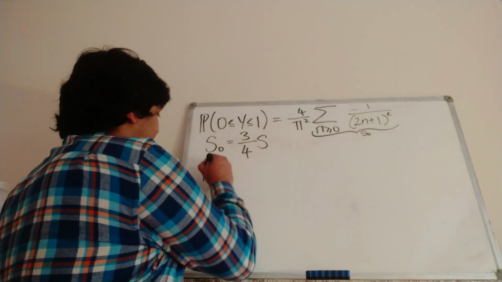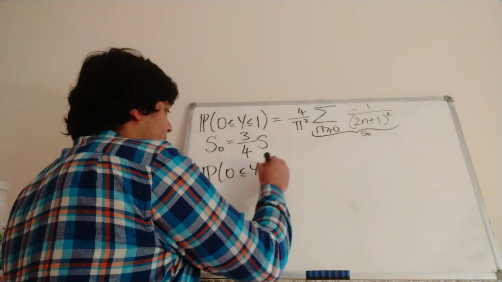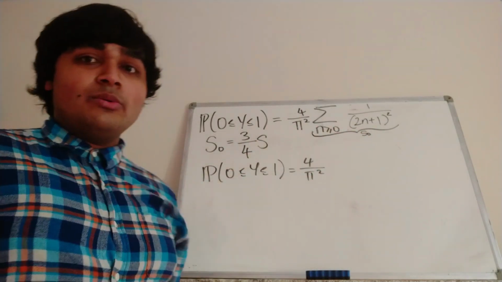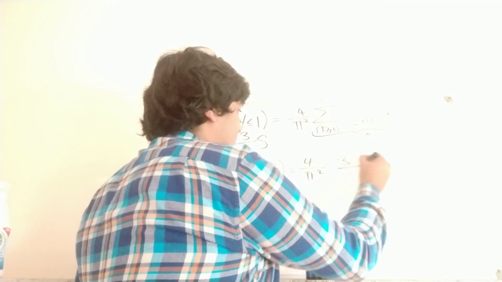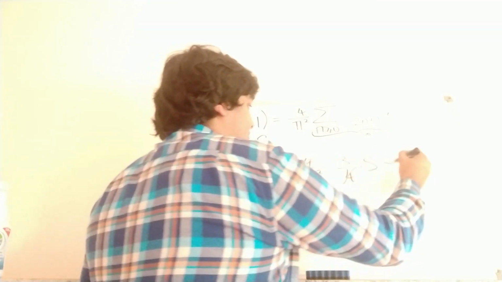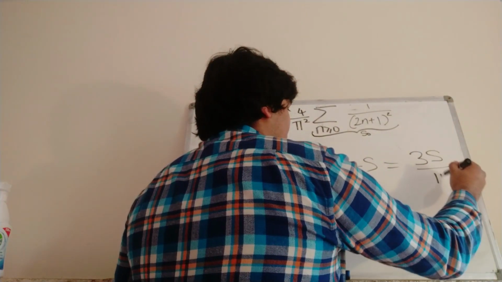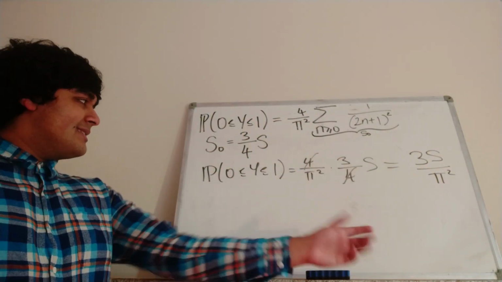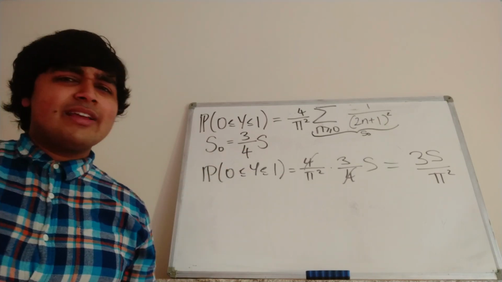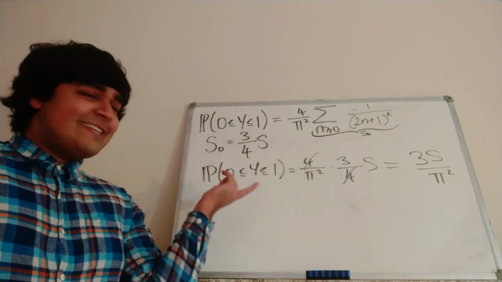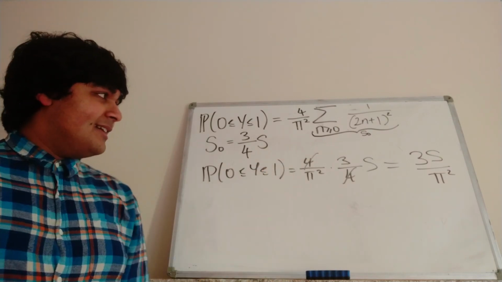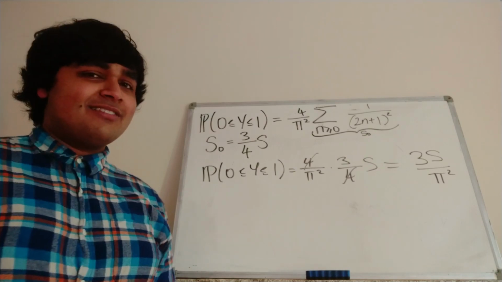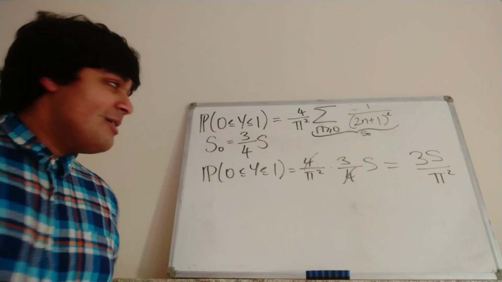So we get that the probability that y lies between 0 and 1 is just equal to 4 over pi squared times S0, which is just 3/4 S. So this thing here is 3/4 S, and of course the 4 and 4 cancel, so we're just left with 3S over pi squared. So we've got S now, and we've got a pi squared and 3, and it's in terms of the probability that y is between 0 and 1. So if we can simplify this thing here, we'll almost be done. And if we know what S equals, we kind of know what this thing equals, which perhaps gives us motivation, but it's not too difficult.